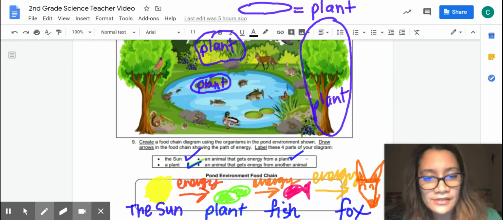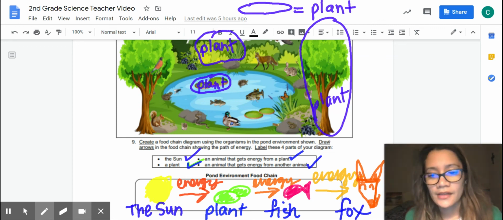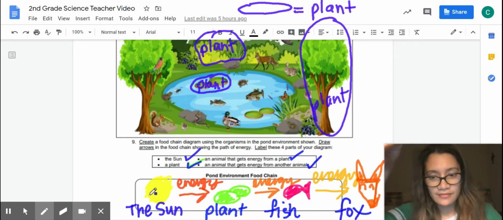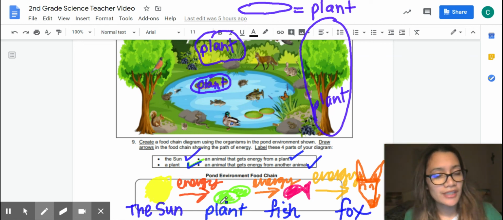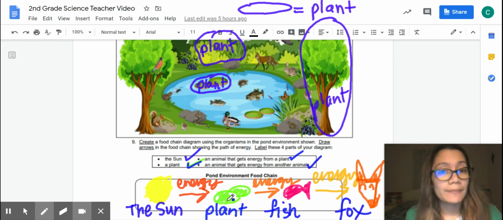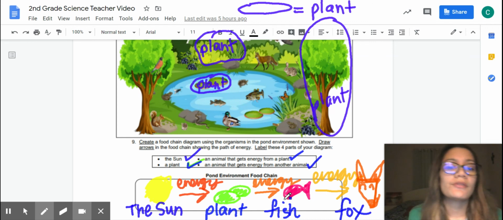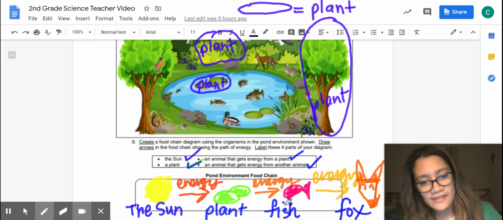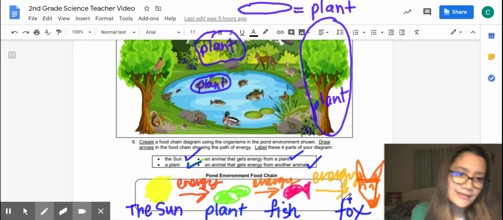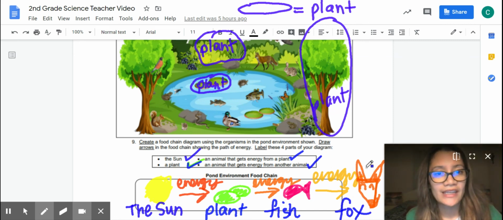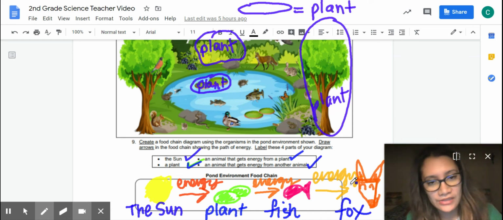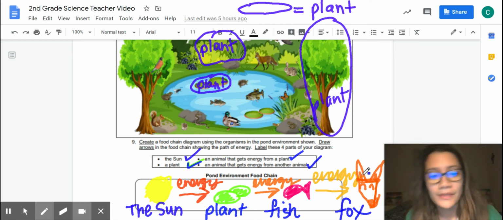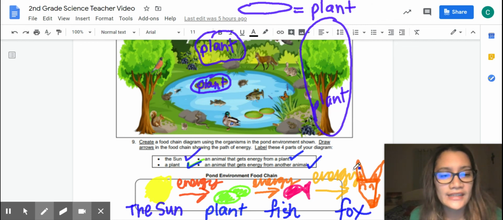Fox. So, boys and girls, we have a food chain. It starts off with Mr. Sun that gives energy to a plant, because the plant makes food from the energy. The plant gives energy to the fish. The fish gives energy to the fox. And animals that are usually at the end of the food chain are called the apex predator, by the way, which means there are not many animals that would consume or get their energy from them. So this is pretty much as high as you can go for a food chain.